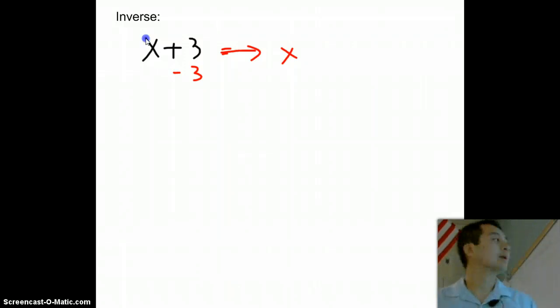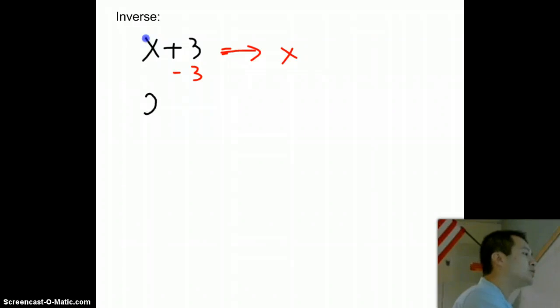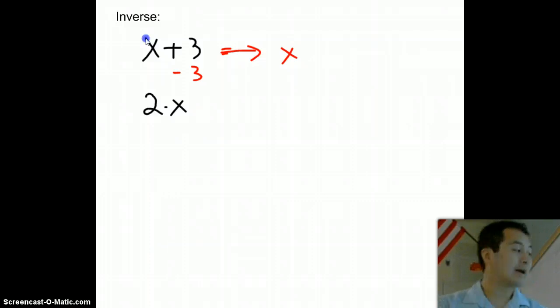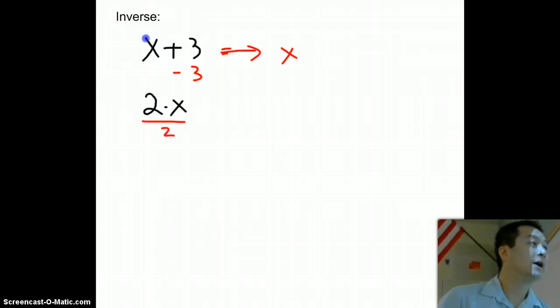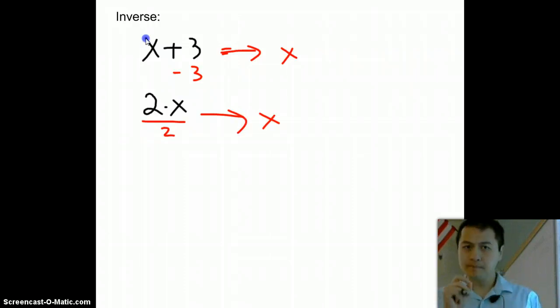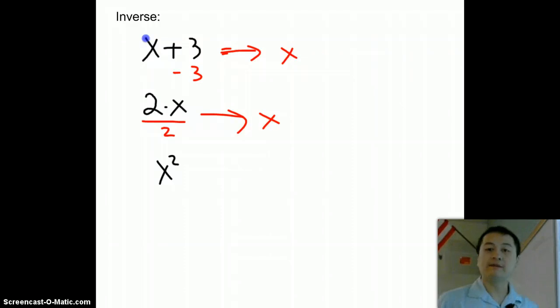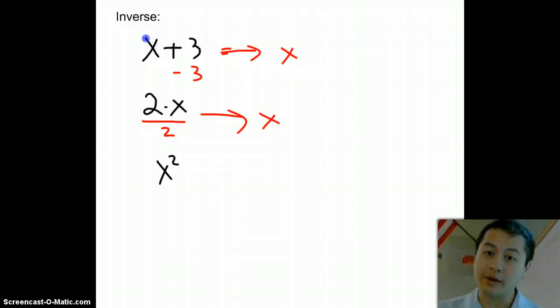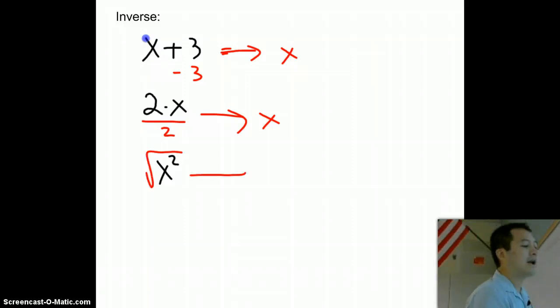Sound good? What if I had 2 times x? What's the inverse of 2 times? Good. It's divide by 2. So take a look. If I multiply by 2 and divide by 2, guess what? I'll get x by itself. And remember, you have to do it to both sides, but we're just talking about the idea right now. Sound good? All right. What if I had x squared? What's the inverse of x squared? Think about it. What would get x by itself? Very good. If I square it and I square root it, I'll get x by itself. The inverse of squared is square root.